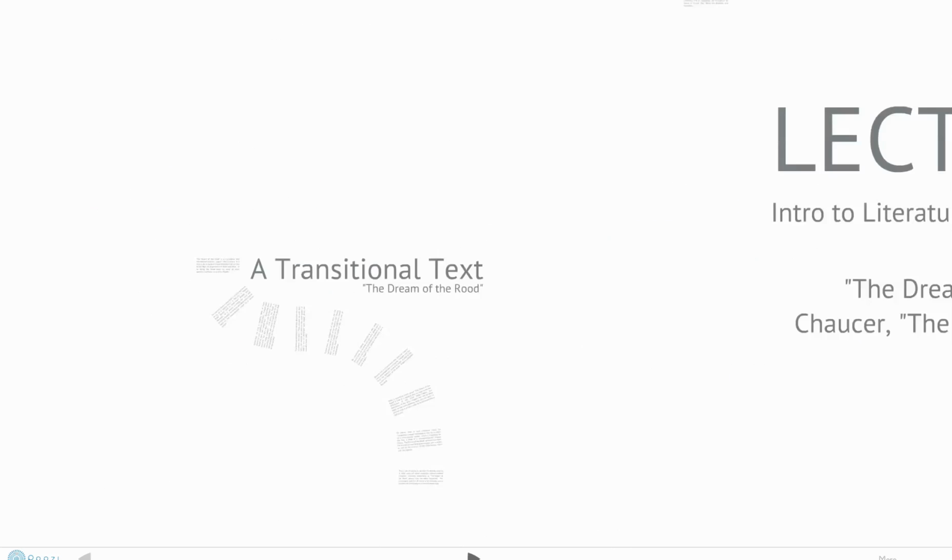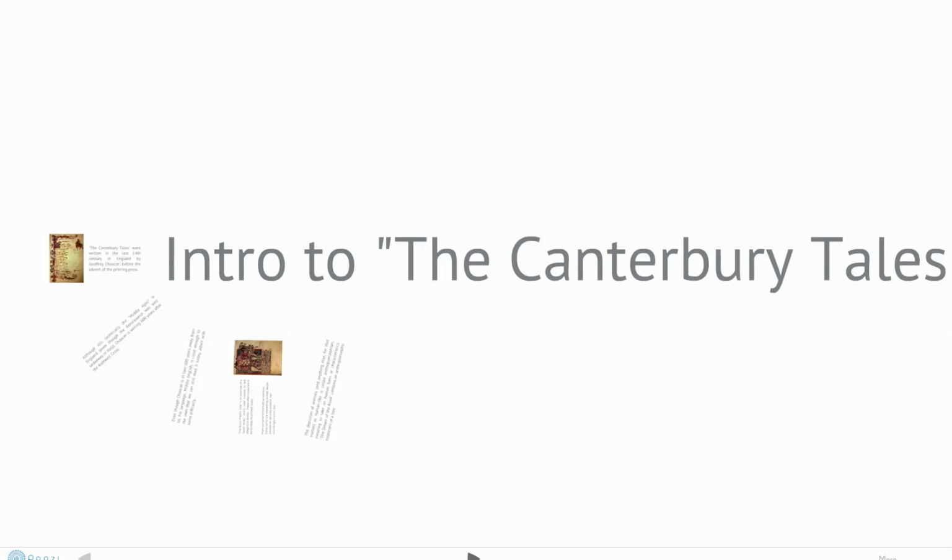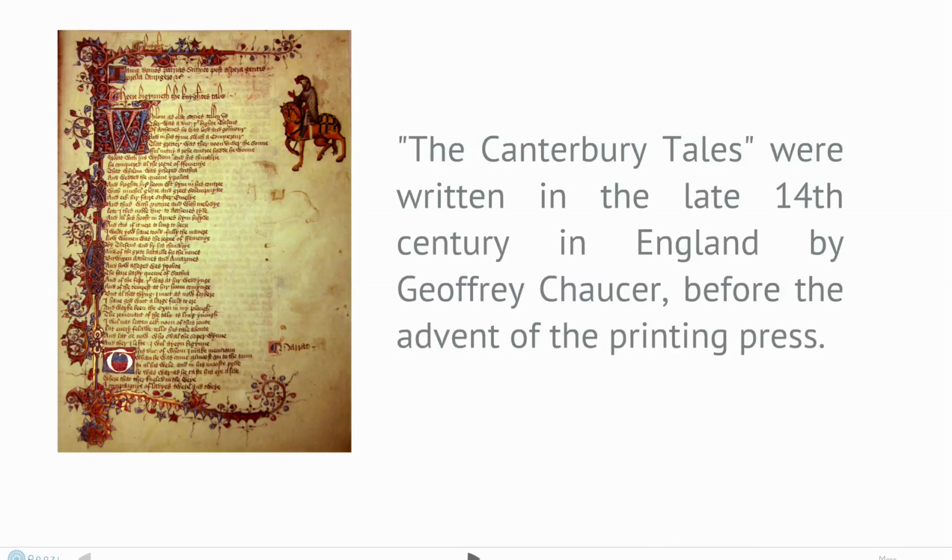So, leaving the Dream of the Rood, I want to move to the Canterbury Tales. This is a 14th century work, very late 14th century, and with that it's a very late medieval text as well. So again, we've just gone from the Ruthwell Cross in the 8th century to the 14th century. This is a huge period of time. This is 600 years. This is right before the advent of the printing press.